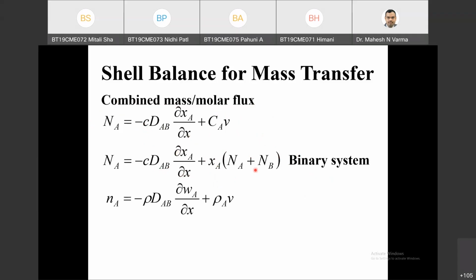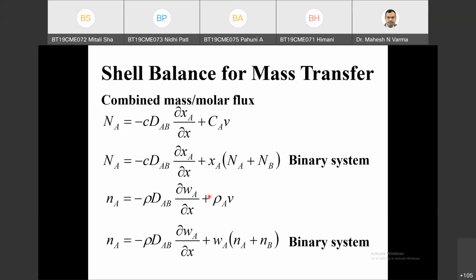Similarly, in mass form also, for generalized, we will be using this equation for mass flux, and this will be the equation for binary system mass flux. This will be molar flux, this will be mass flux. So with this information, we can move on in shell balance.